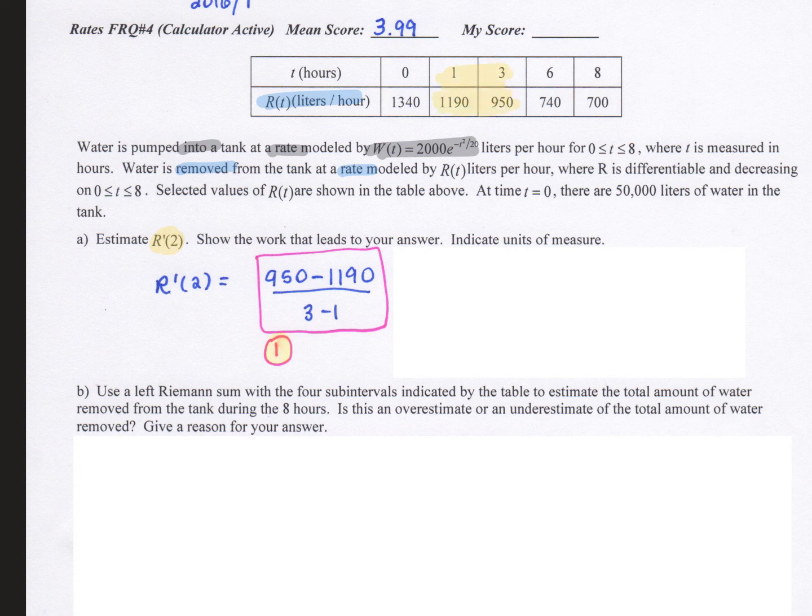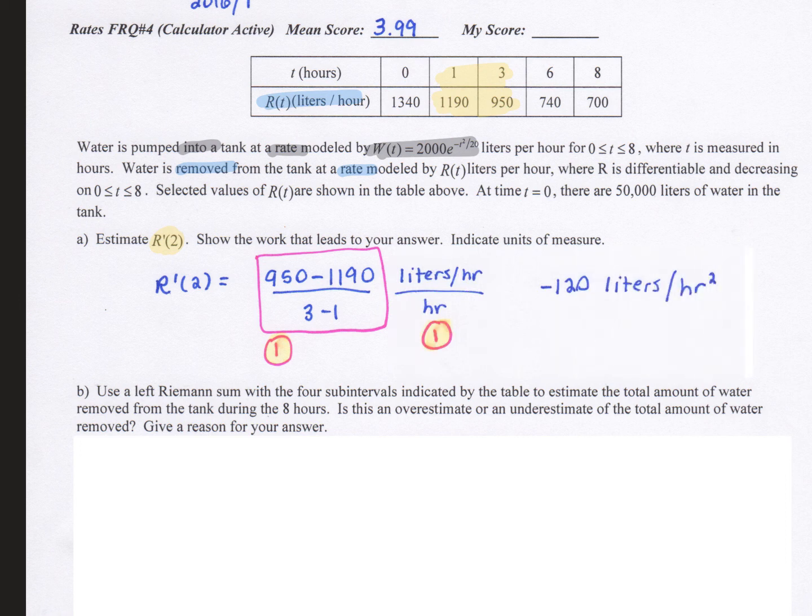And I just do my y2 minus y1 over x2 minus x1. Make sure you show the difference and the quotient. It's called a difference quotient. Simplifying is optional. If you simplify, you get negative 120.